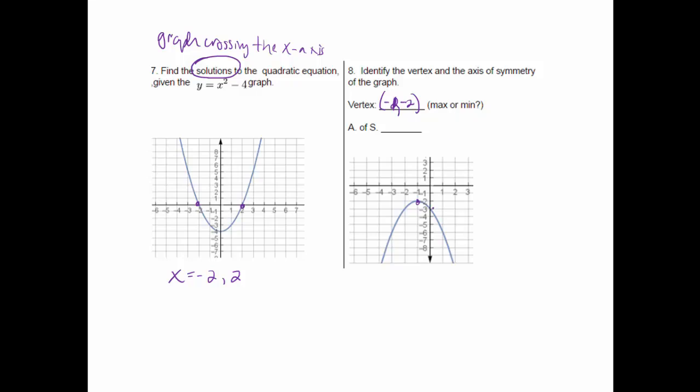It does say is it a max or a min. Since that's at the top of the parabola and nothing goes higher than that, it will be a max. Right? And then the axis of symmetry is always the first value of the vertex. So it will be x equals negative 1. And just remember that is the line that cuts that parabola in half.